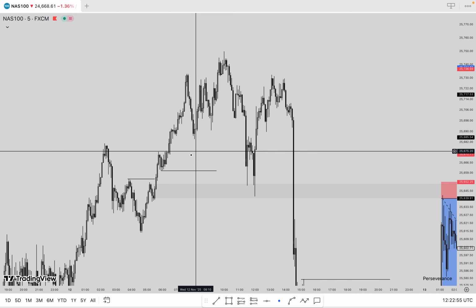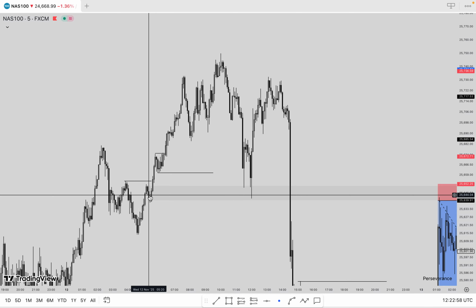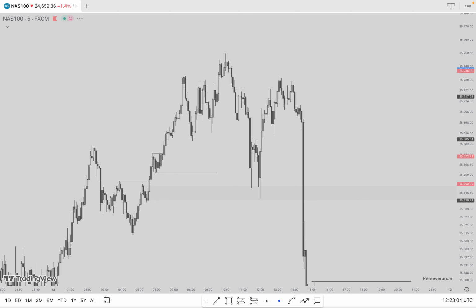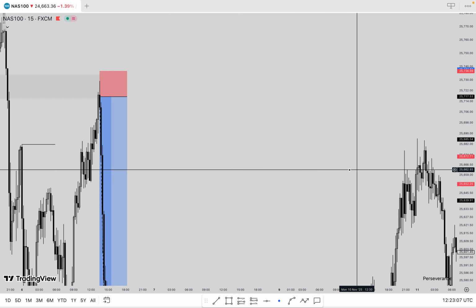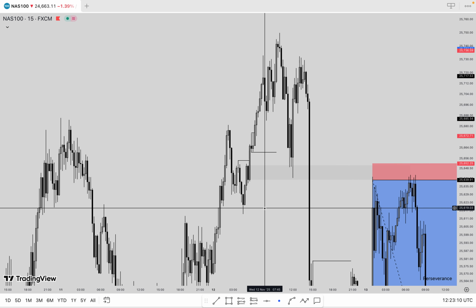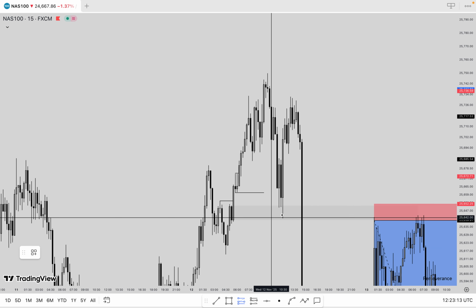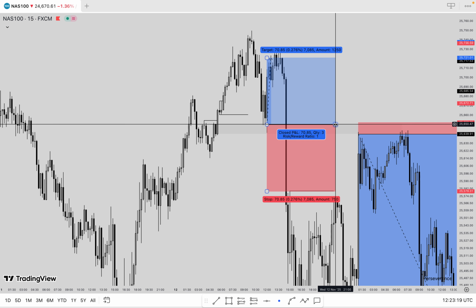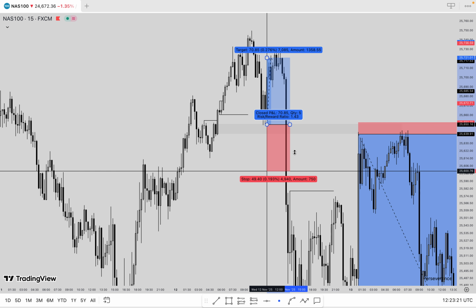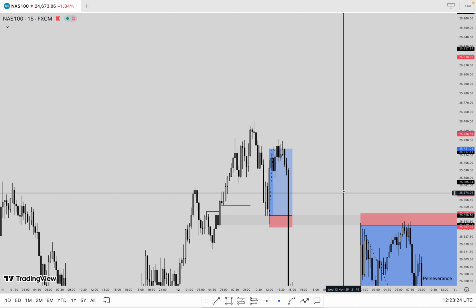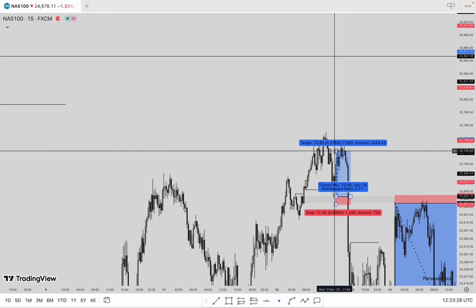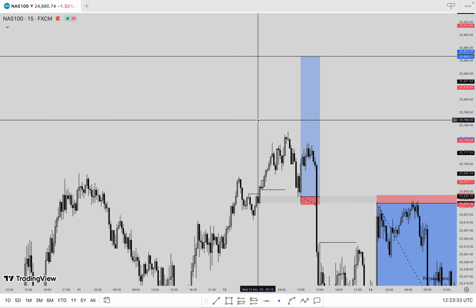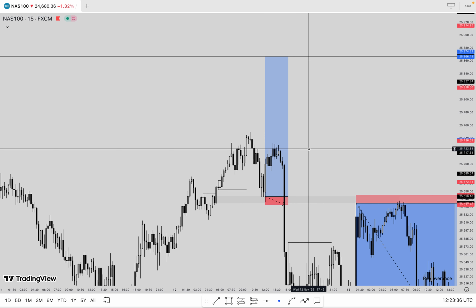So my target was for price to come here, tap into this order block, and actually move to the upside. So let me go back to the 15 minutes time frame. The target was for price to come here, tap into this order block, and move to the upside. Which means my target was for price to actually come and respect this 2 hour breakout block before looking for a sell.